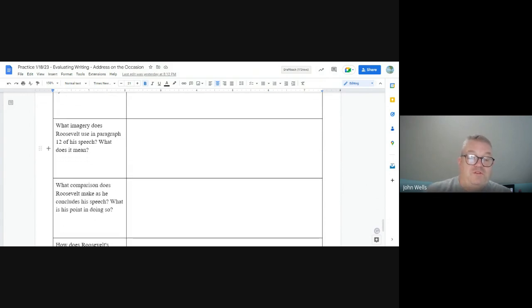What imagery does he use in paragraph 12? Now, imagery, again, just as a refresher, imagery is when we describe something, we draw a visual picture for something that the audience can see and empathize or feel with, right? And then what does it mean here?